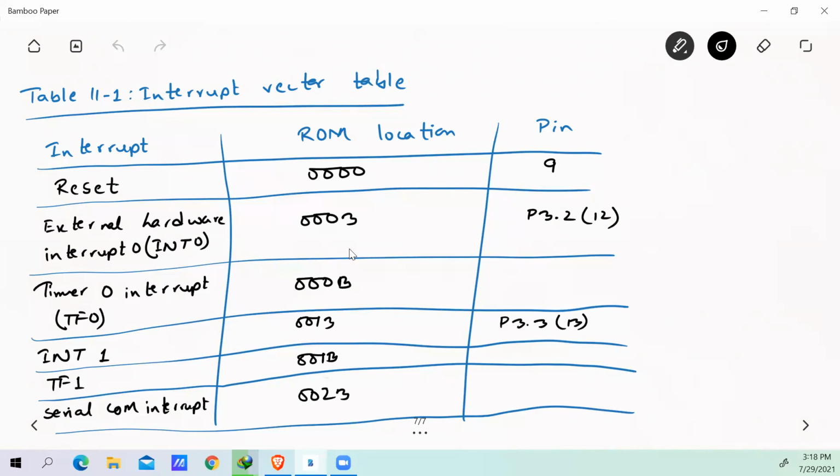I don't think you are getting a clear idea. Okay, what will happen if TF0 is interrupted? If the TF0 interrupt is invoked, what will happen?